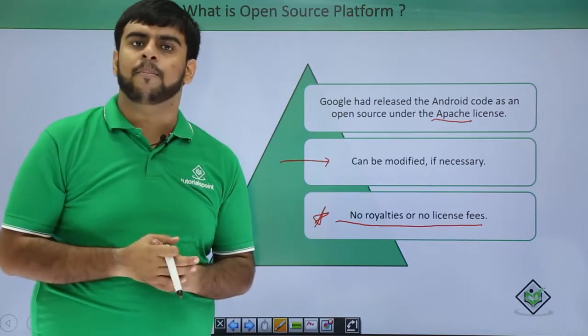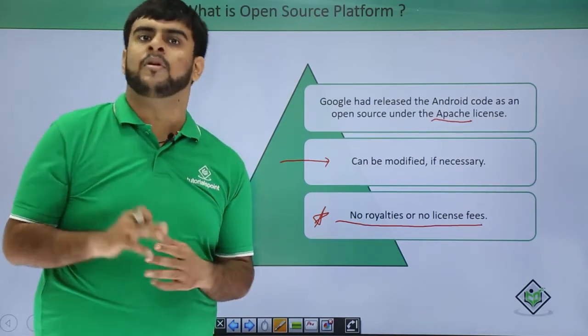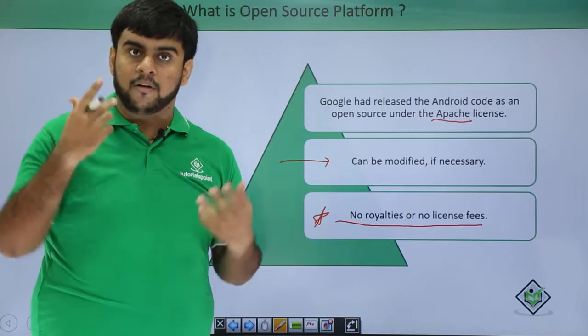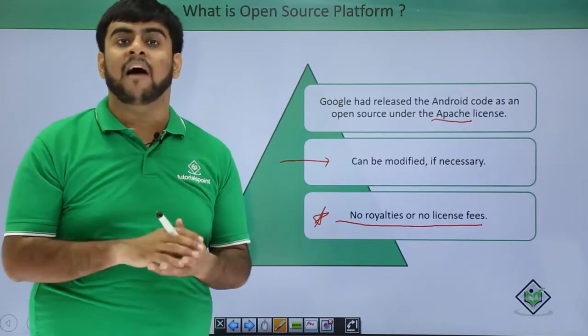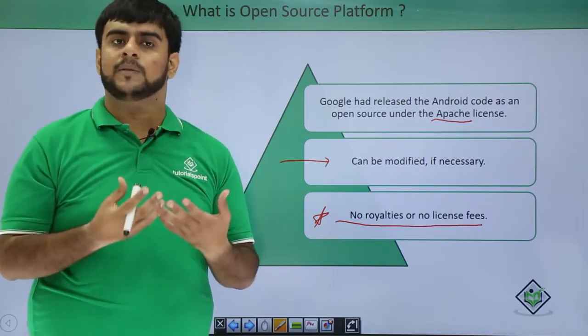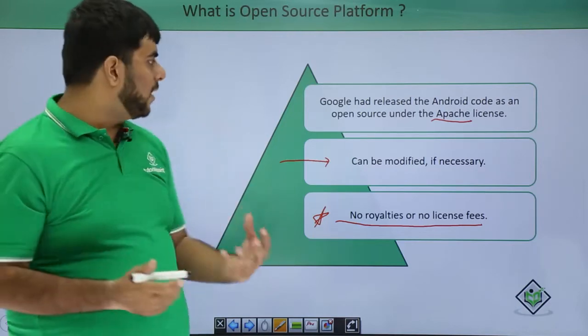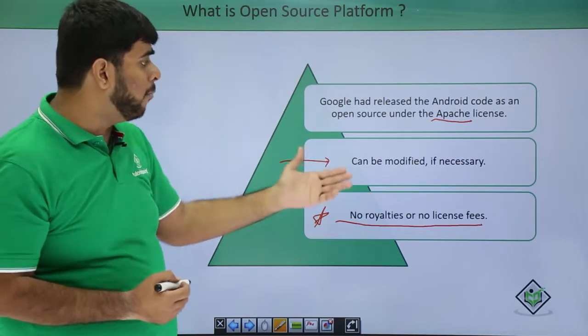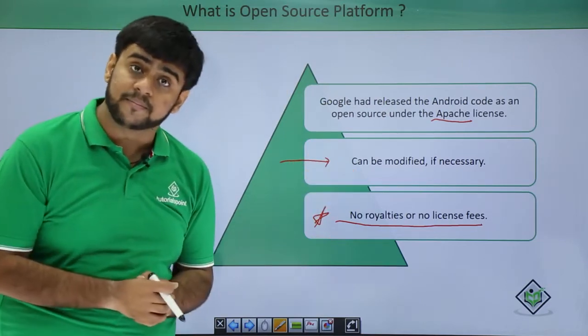Let's say for example, if you're using a Samsung phone and an HTC phone, both phones come from the same operating system but have a different UI. How is it possible? It's possible because Android is open source. You can download the code and modify it as per your need.